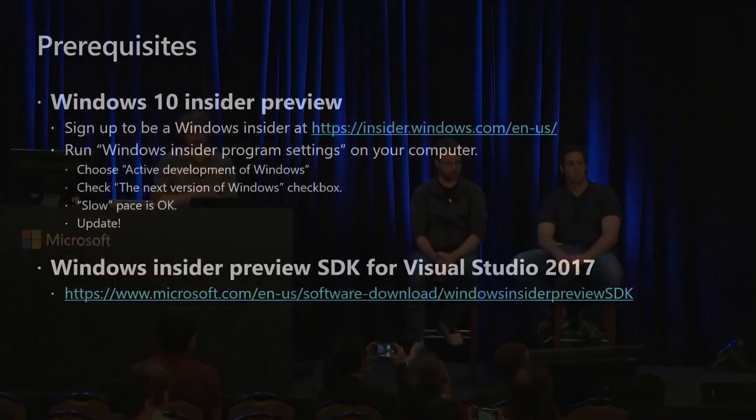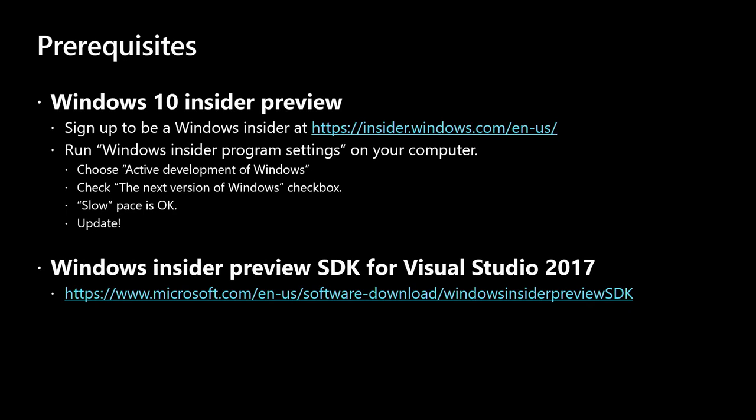So one, we had to become Windows insiders and get the latest version of Windows 10. Sign up online at insider.windows.com. Pretty straightforward process. Get access to some of the latest and greatest that's there. And then alongside that, we'll need to grab the preview SDK so we can actually compile the code that is required for the devices.